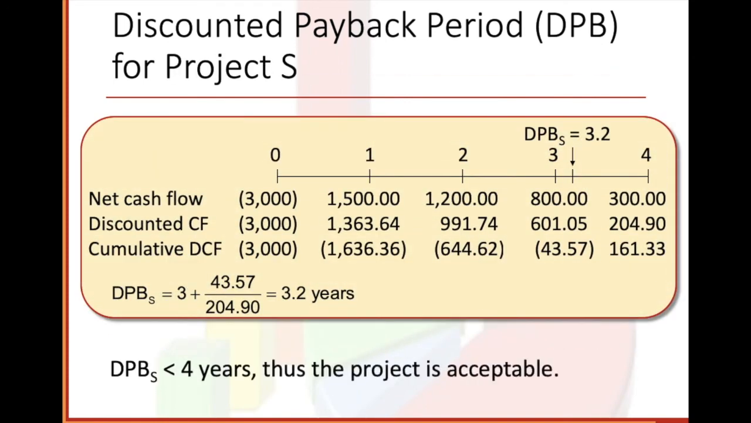So here's discounted payback for project S. Here are our discounted cash flows, and here are our cumulative discounted cash flows. Remember how it said if it's less. Again, our DPB is less than 4 years, thus the project is acceptable. Notice on here 3.2 is less than 4 years, so that's why we're good with that.